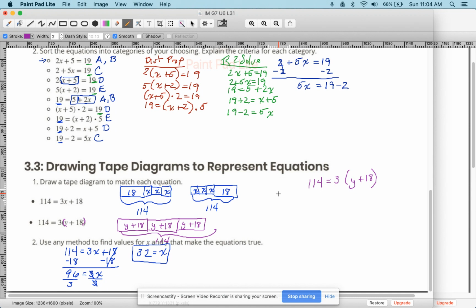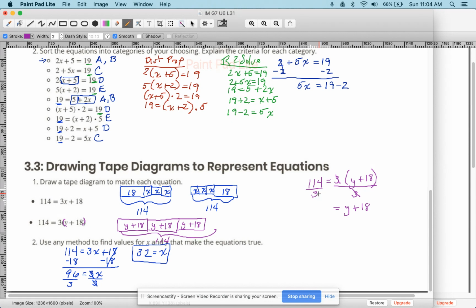So to solve this, again, I can do one of two things. I can do distributive property, or I can start by dividing this 3. I'm going to show you both ways because I like both ways in different instances. If you divided by 3 here, you would divide this whole side by 3, and whatever you do to that side, you'd have to do to this side. 3 divided by 3 is 1, so on this side, the only thing I have left is this y plus 18.